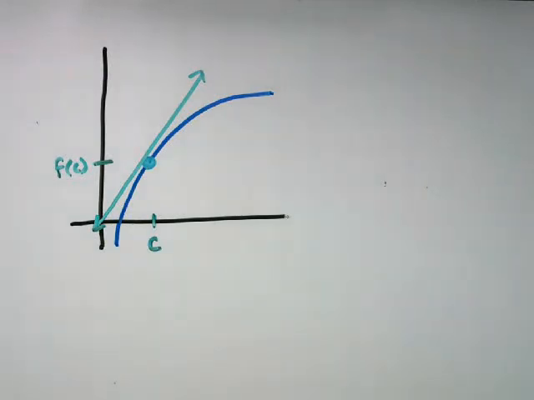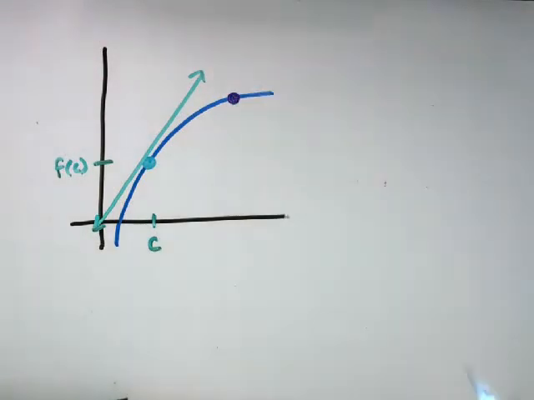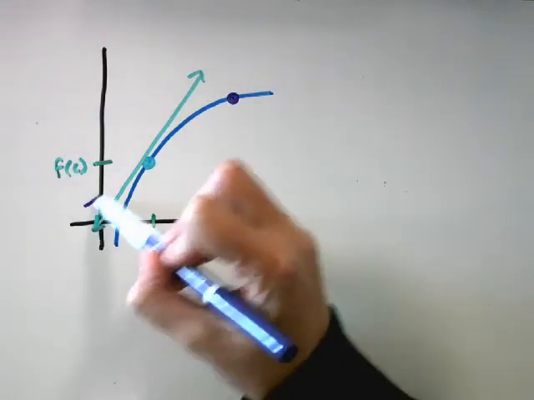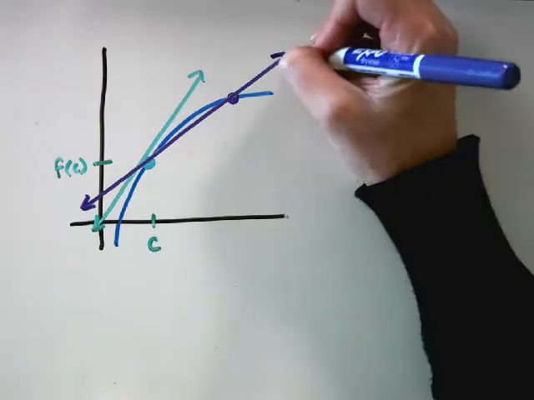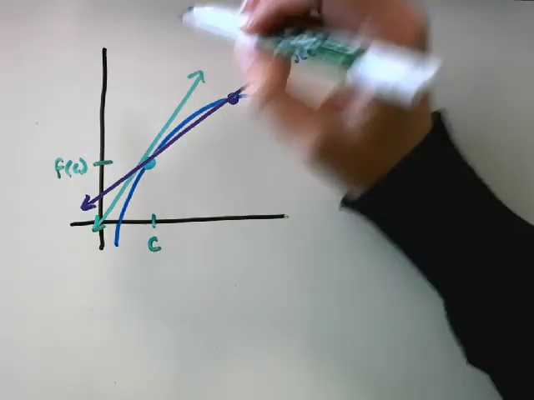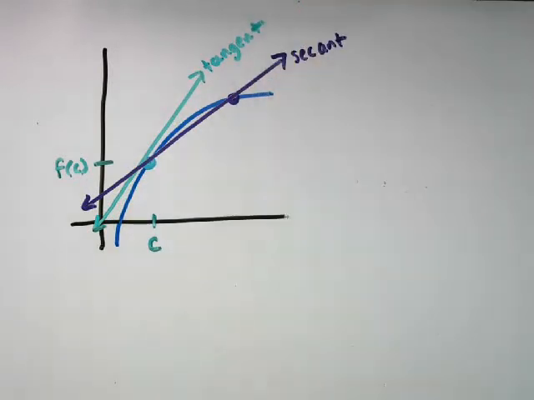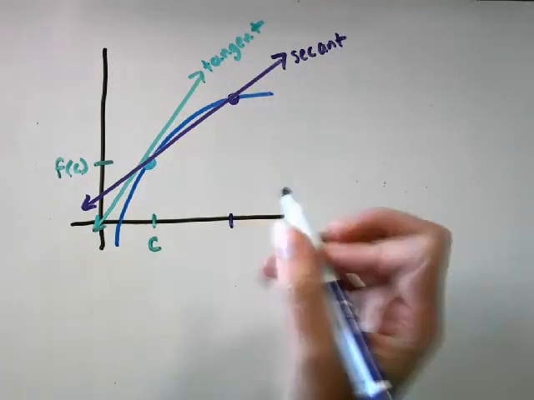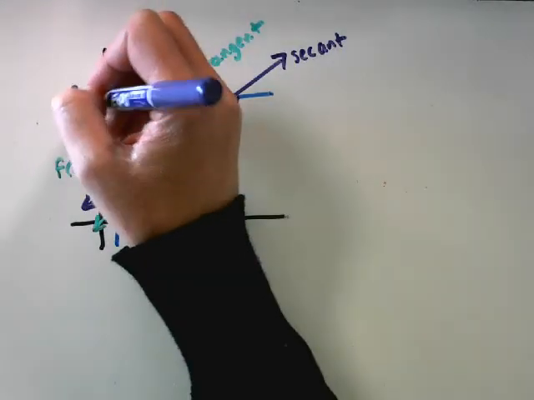If I want to find the slope of a line, I need 2 points. Okay, we can't find the slope of a line with just 1 point. So I'm going to pick another point here, and I'm going to draw the secant line. So here's my secant line. This would be my tangent line. Okay, well, I picked another point out here, and I'm going to call that x, f of x.